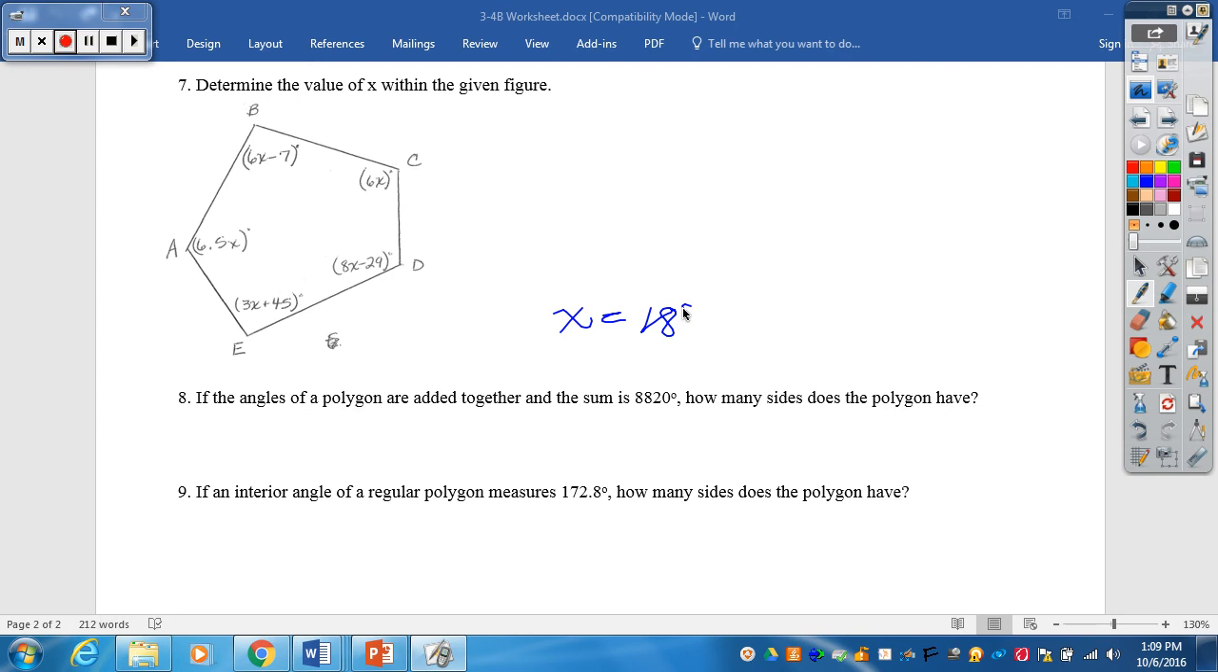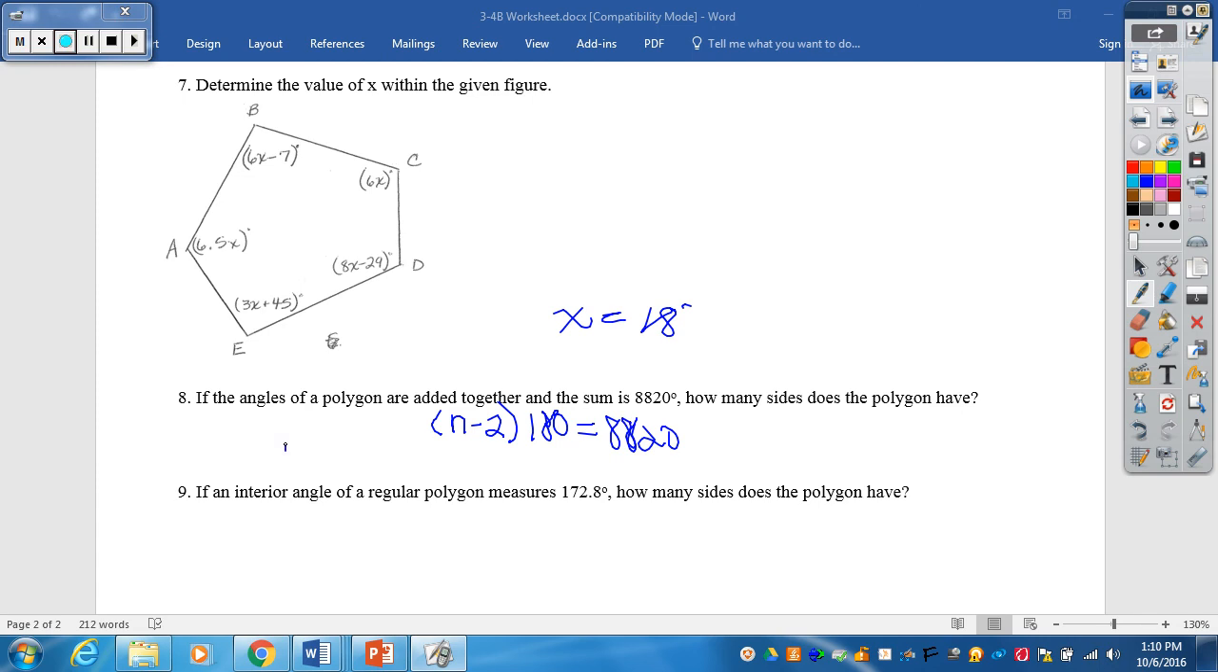You're going to have to manipulate the equation. Okay, so the equation in this case would be n minus 2 times 180. Okay, and you have to set that equal to the sum right here, 8,820. Okay, so you'll need to go ahead and solve for n there in that one.